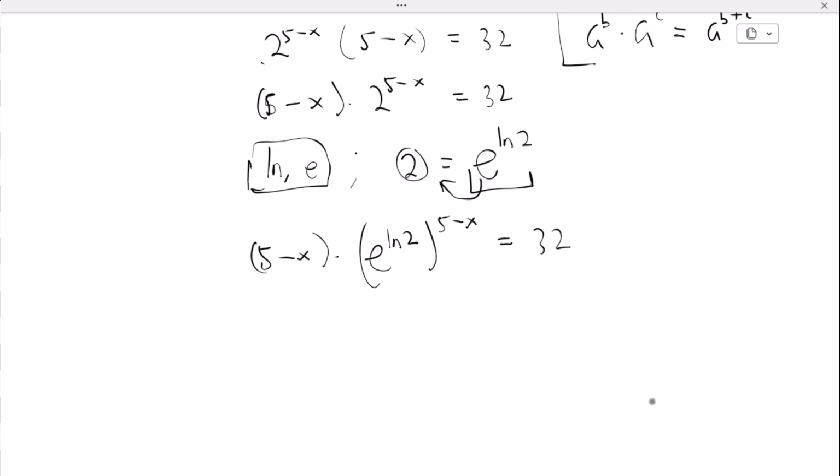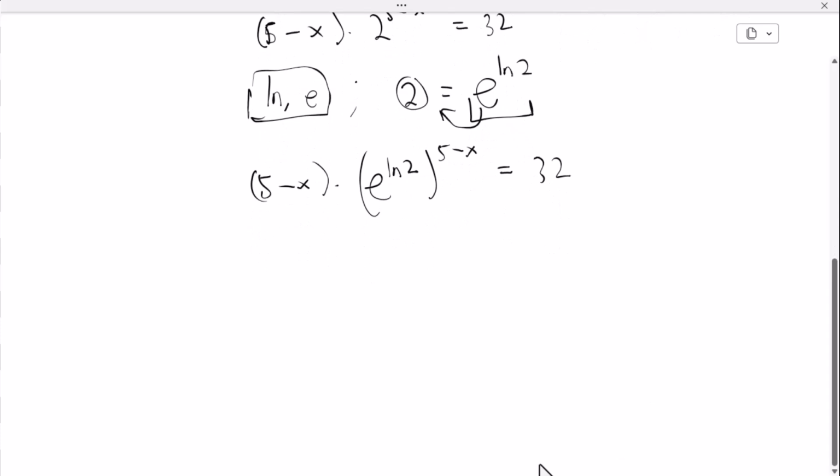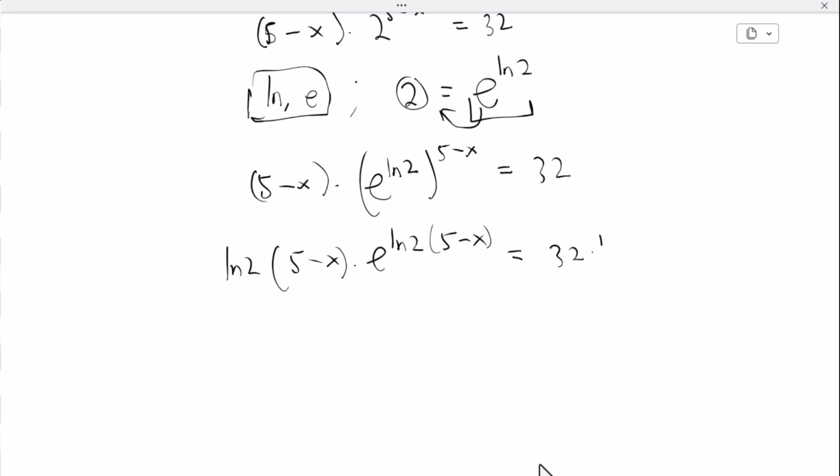Now we are going to multiply the entire expression by natural log of 2. And when we do that, we are going to have on the left hand side natural log of 2 multiplying 5 minus x multiplying e to the power natural log of 2 multiplying 5 minus x to be equal to 32 multiplying natural log of 2.